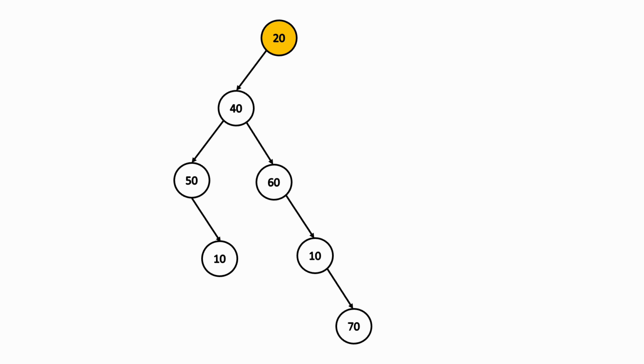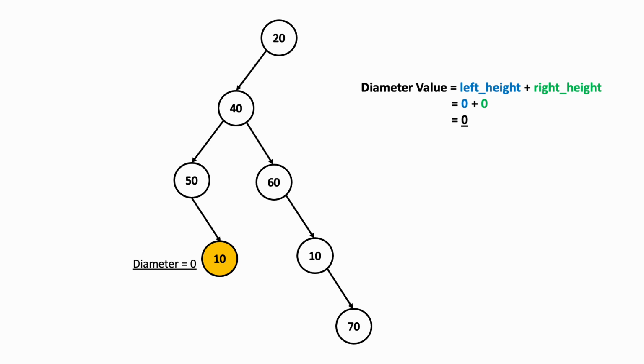Let's visualize the solution. We will start the DFS post-order tree traversal from root node 20. From here we will go to left node 40. From here we will go to left node 50. There is nothing on the left side, so we will go to right node 10. This is a leaf node. We don't have a left or right side to go to. So now we will calculate the diameter with the current node being the root node, which will be the sum of left branch height and right branch height, which is 0.